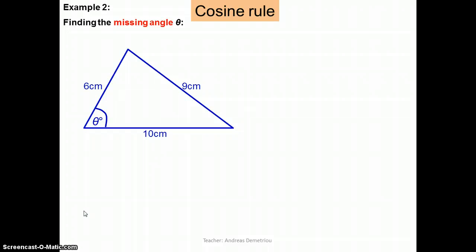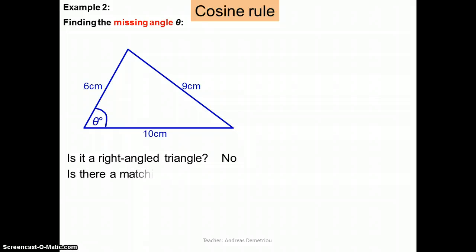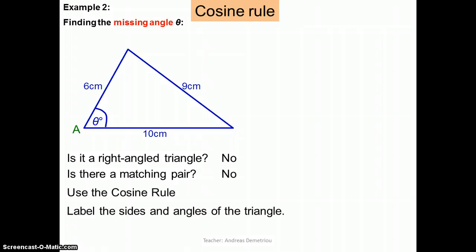Here we have a triangle with three sides. As we mentioned before, this is the other case that you will be using the cosine rule. Because it's not a right angle triangle, you cannot use Pythagoras or trigonometry. There is not a matching pair, therefore cosine rule.